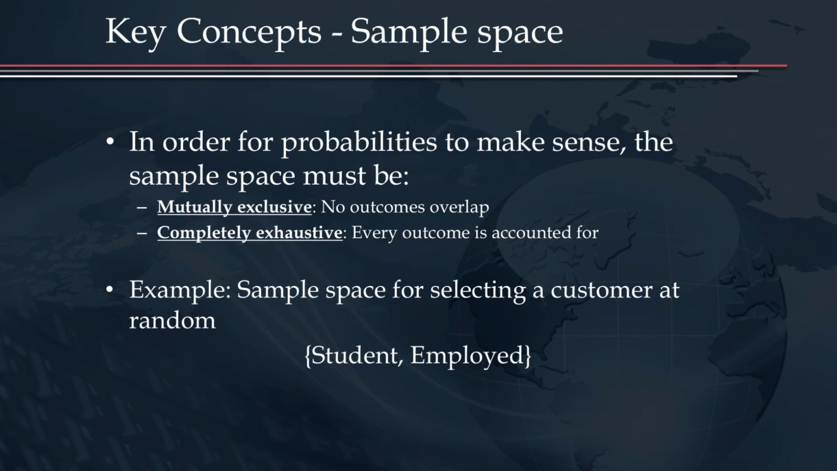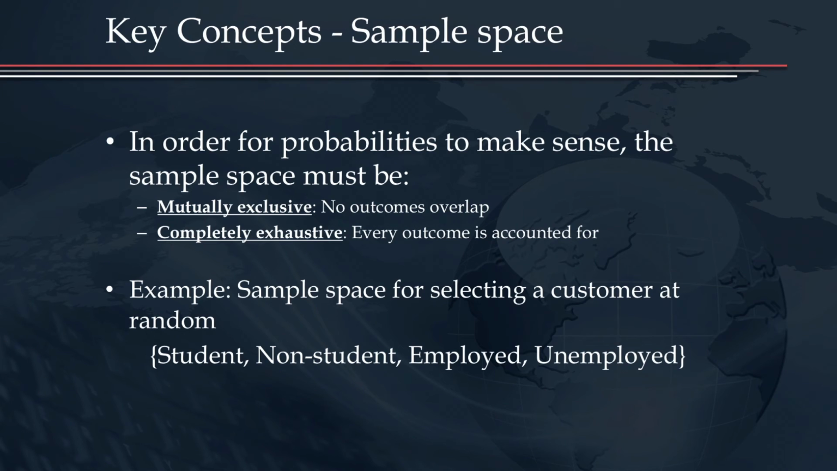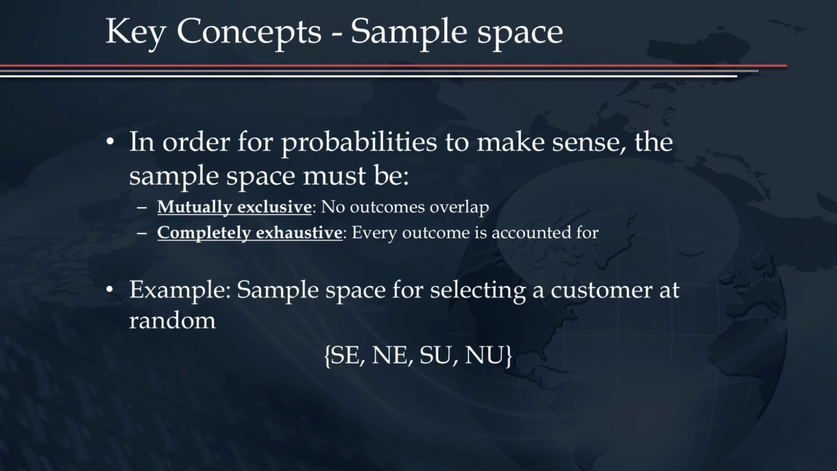So perhaps you'd try again to write out the sample space and do something a little more complex like this. Maybe if I draw a customer at random, they'll be a student or not, or they'll be employed or unemployed. However, this is not mutually exclusive. For example, you could have a customer who's a student and employed, meaning they fall into 2 different groups here. And this is a problem when you calculate probabilities. And so finally, hopefully you'd arrive at something like this, which is shorthand for student employed, non-student employed, student unemployed, and non-student unemployed. And if you think carefully about this, every possible person in your customer base falls into one and exactly one of these different outcomes.